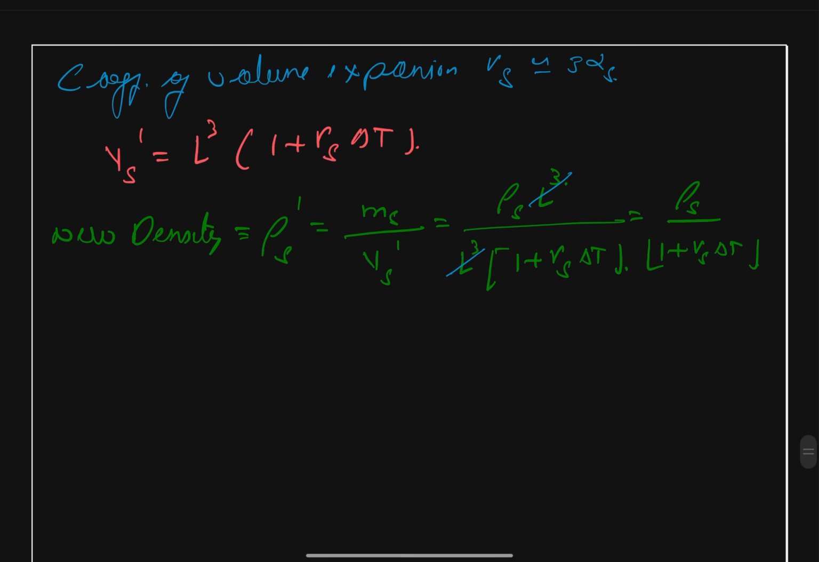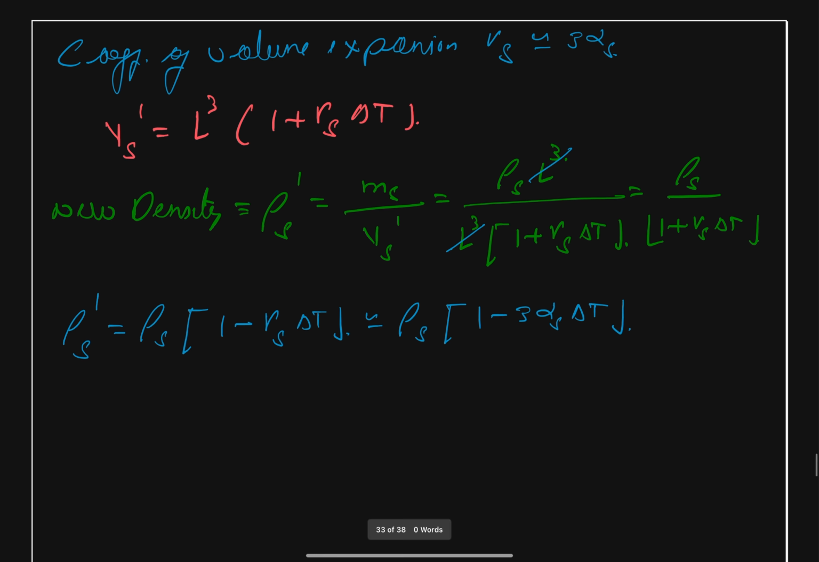And binomially we can approximate that our new density will be equal to rho s times (1 minus gamma s times delta T). We can also substitute in terms of alpha, so this is approximately equal to rho s times (1 minus 3 alpha s delta T).